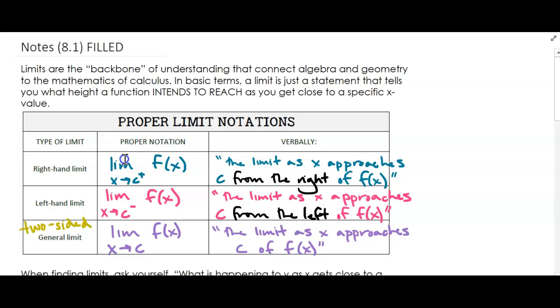So the limit as x approaches c, which is the number, from the right of f of x. My left-hand limit is going to be the limit as x approaches c from the left of f of x. And then you can go ahead and read our two-sided limit. What I'd like for us to do now is pause for a second, and I just want us to read these three things out loud multiple times. Just get it out in the open so that we can hear ourselves say it.